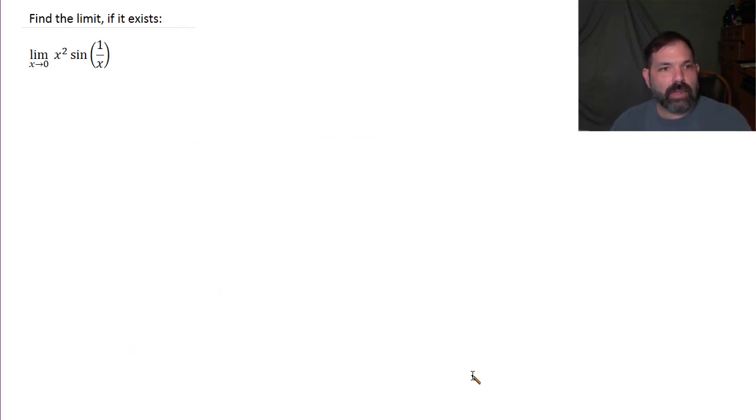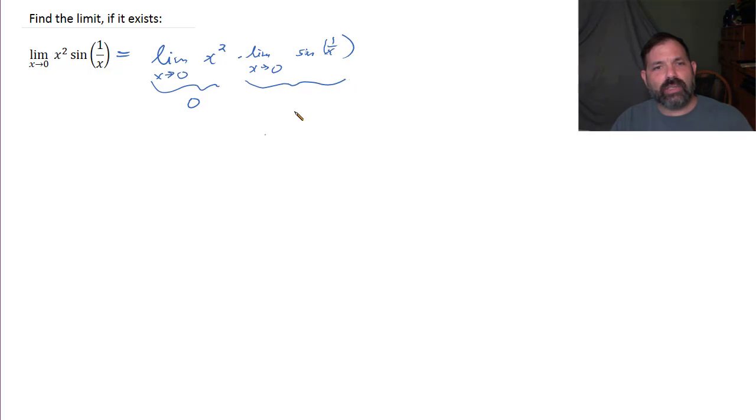All right, so if we wanted to find the limit as x approaches 0 of x squared times sine of 1 over x. You might think, well, we have a property of limits that says we can break this up. So you might say, well, let's try this. Let's write this as the limit as x approaches 0 of x squared times the limit as x approaches 0 of the sine of 1 over x. It seems reasonable. The limit as x approaches 0 of x squared, that's easy enough. That's 0.